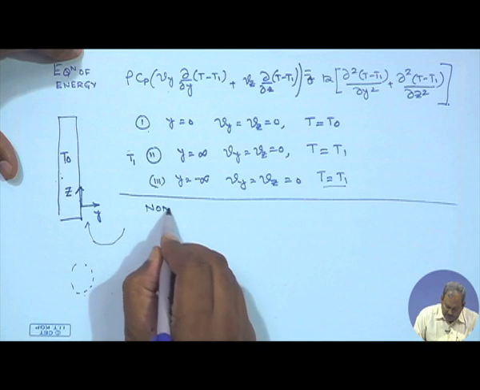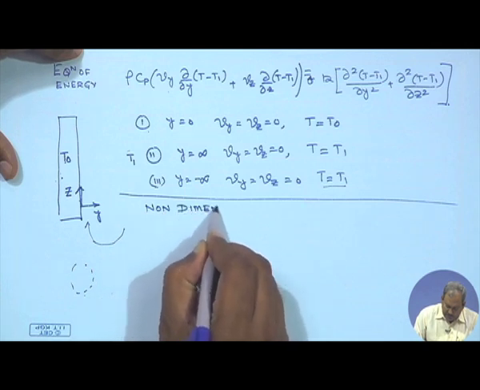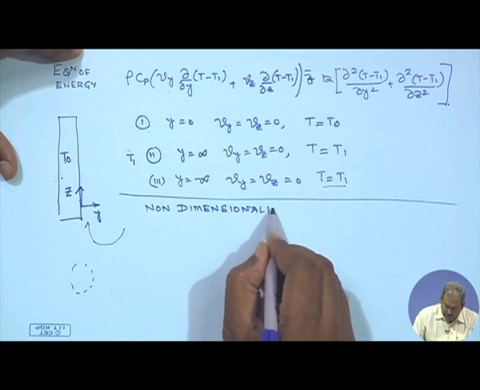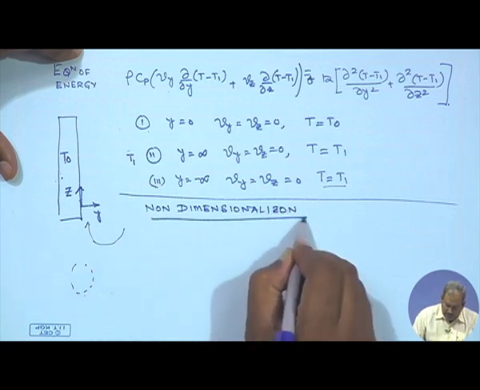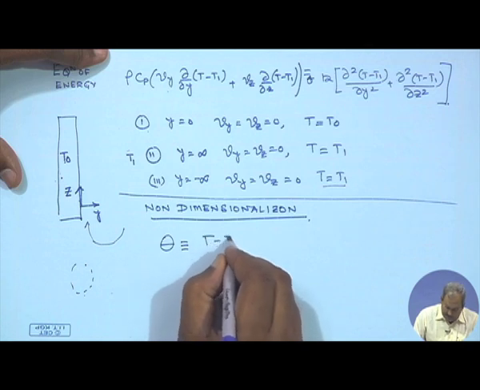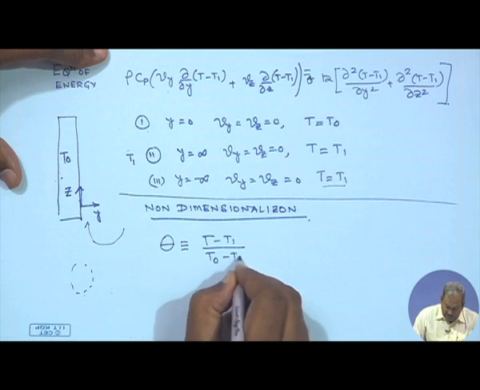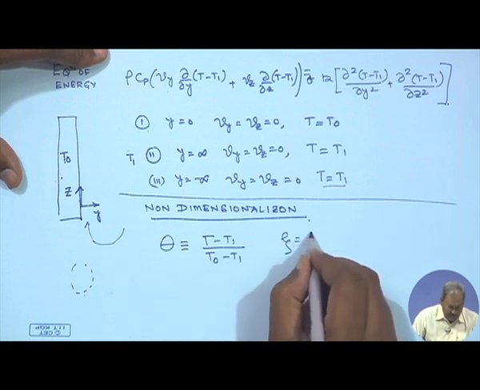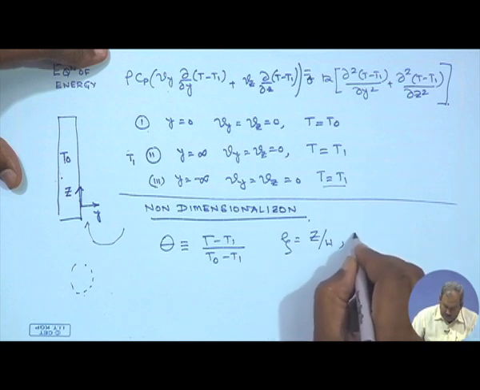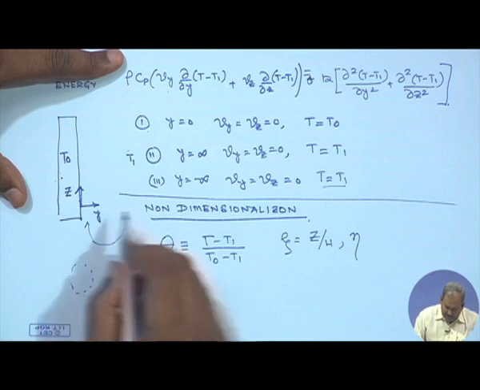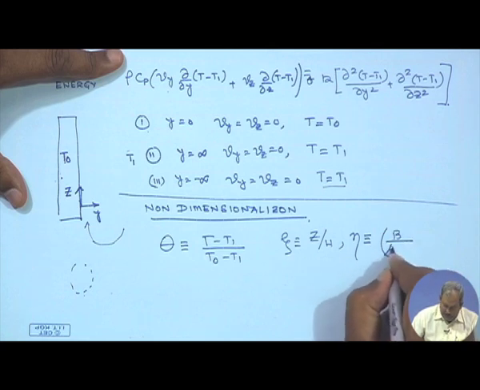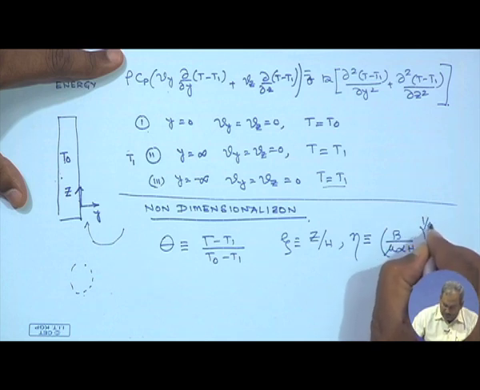As we have seen so many times, it would be much better if we can non-dimensionalize the entire thing, and in order to do that I define theta, the dimensionless temperature, as T minus T1 over T0 minus T1. The zeta is defined as Z by H. So, this is the dimensionless Z component, and eta, which is the dimensionless Y, is defined as B by mu alpha H to the power 1/4 times Y.